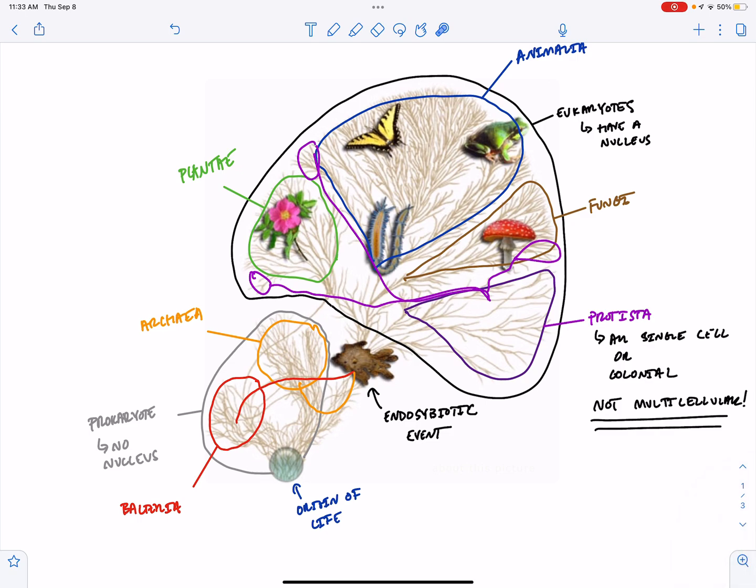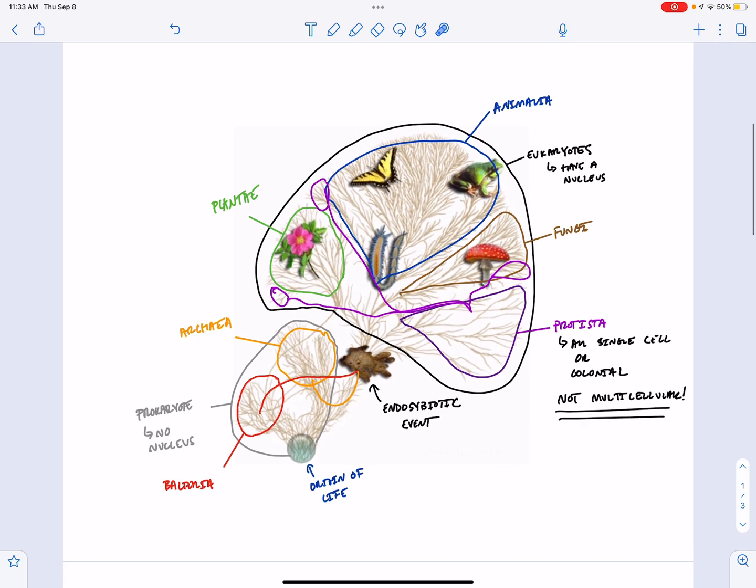Okay, so some organisms that we currently classify as protists are actually more closely related to fungi. Some are more closely related to animals, and some are more closely related to plants. So it's not a true evolutionary grouping.